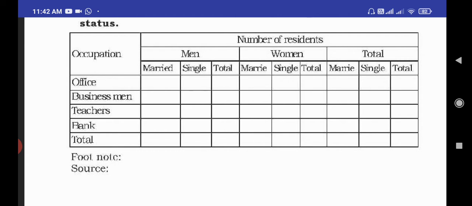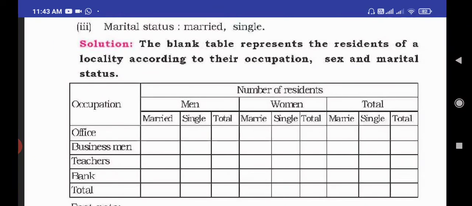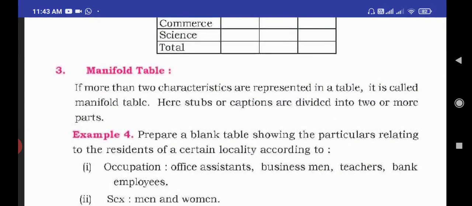First they give information on occupation. Under the occupation: office, businessman, teachers, bank, total. Next we are recording the number of residents. Under the number of residents, they are classified into two, men and women. Men are again classified into two, married and single. Women are also classified into two, married and single. So this is a classification based on more than two characteristics. That data is called a manifold data table.